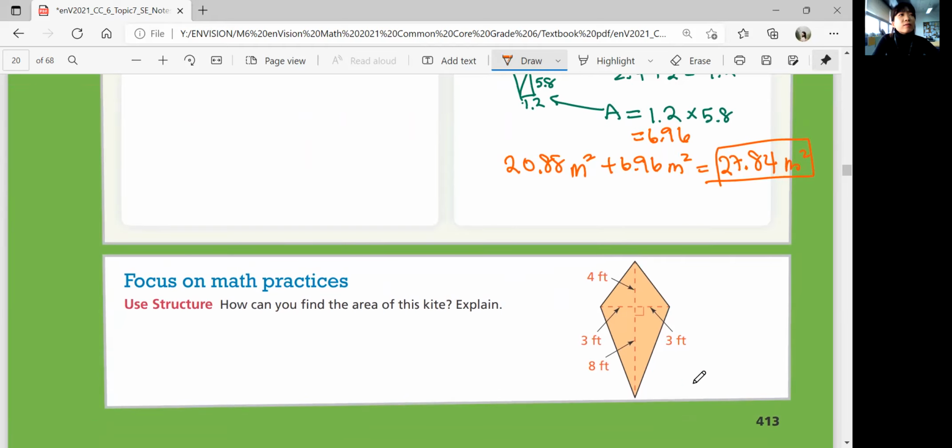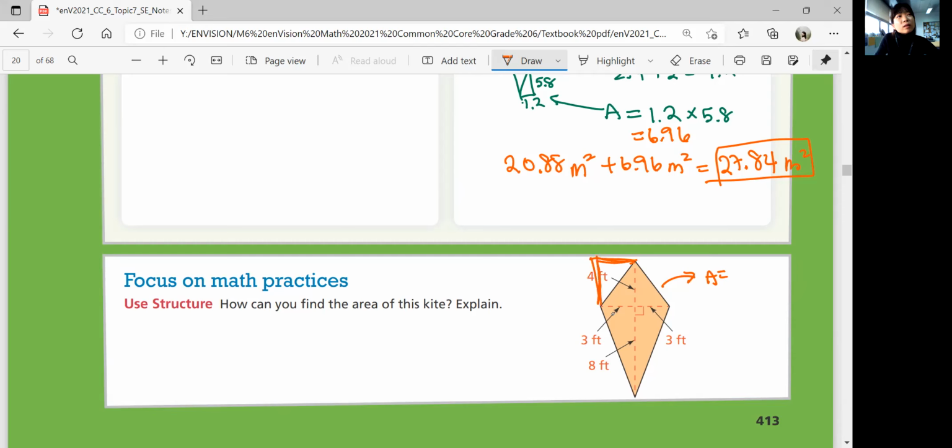So let's focus on math practices. How can you find the area of this kite? Do you recognize any figures that you already know how to find areas for? Yeah, the triangles, right? So the base of this triangle is 3, height is 8, and that's also the same, an identical triangle. And on top, you have height is 4, base is 3.